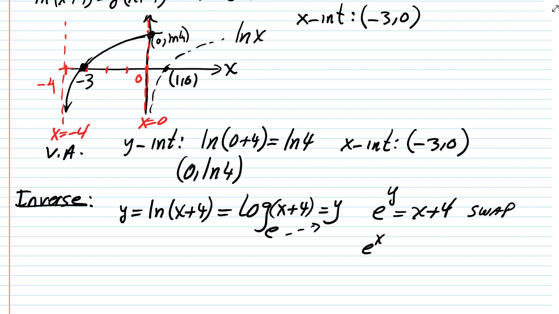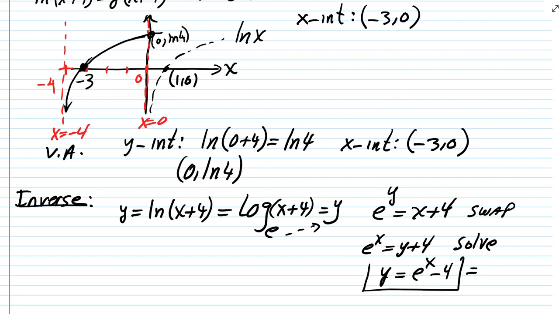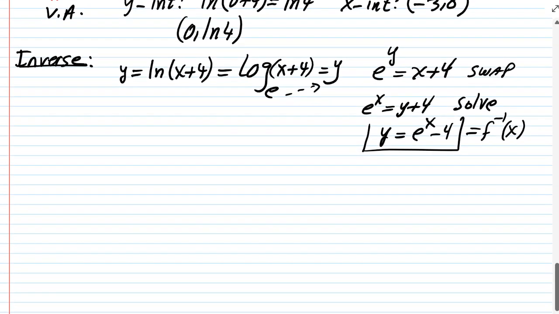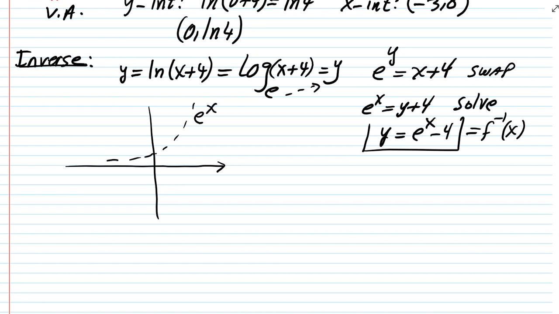So we have e to the x equals y plus 4, a two-step problem. To solve for y, we subtract 4 from both sides, and there is the inverse function. The inverse is going to be an exponential function. Now, the inverse function is going to be e to the x minus 4. This is the graph of e to the x, right? We saw that earlier in the previous section.